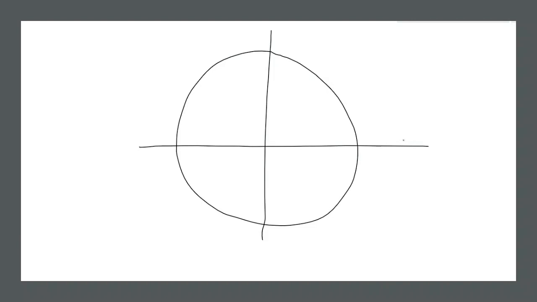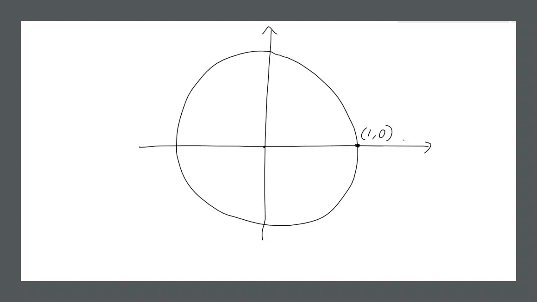How's it going, everyone? This video is about the unit circle and how it can be understood through the use of special triangles. So the unit circle is a circle with radius 1, and it is centered at the origin of the x and y axis.